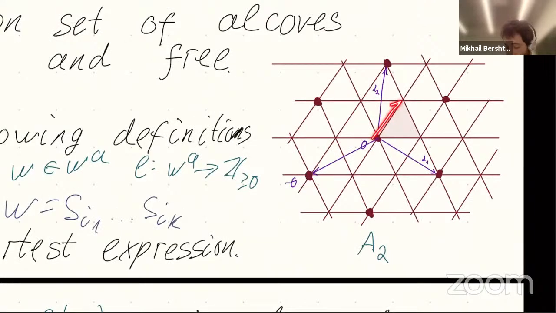You're asking about this translation. Yes, so this vector doesn't belong to Q. So this translation does not belong to the affine Weyl group. It belongs only to the extended affine Weyl group.